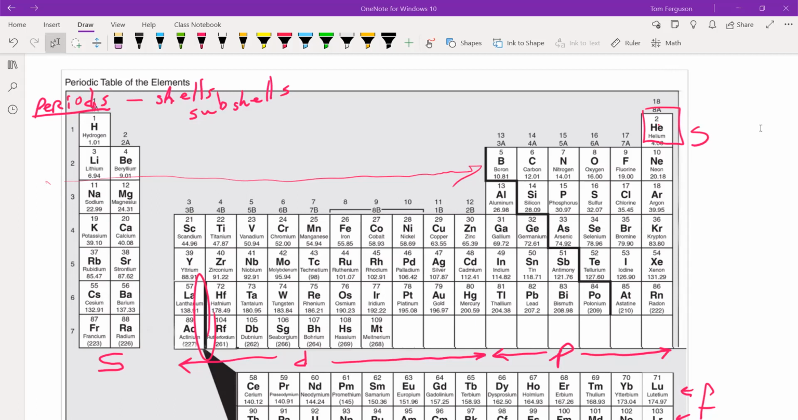Now you'll notice I've got some letters, S, P, D, and F. Electrons are organized into those areas. What we're going to talk about in this class are S, P, and Ds. When you get to 1A, you're going to talk about the Fs. The Fs are tricky.